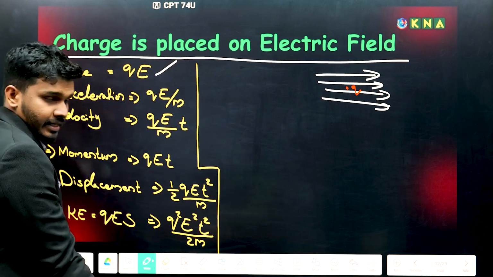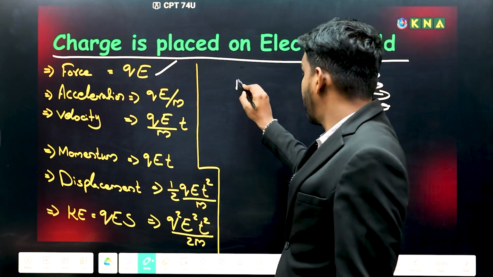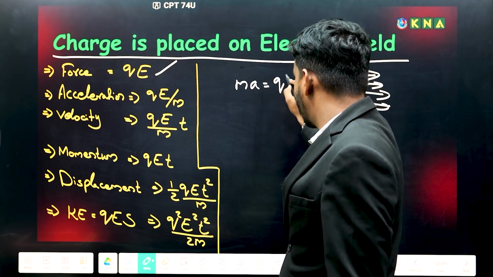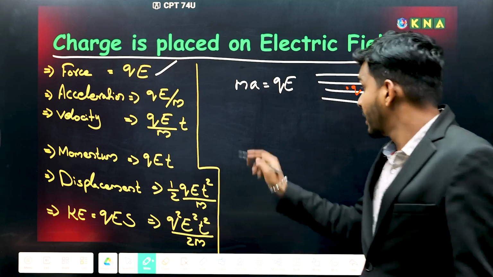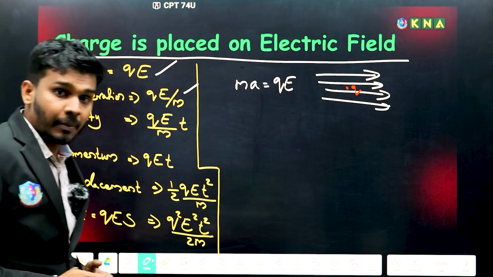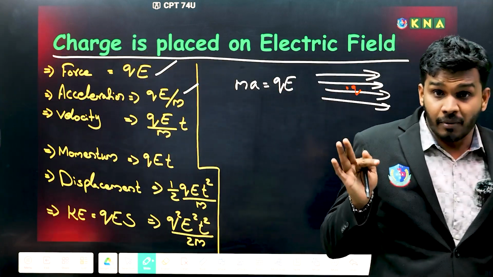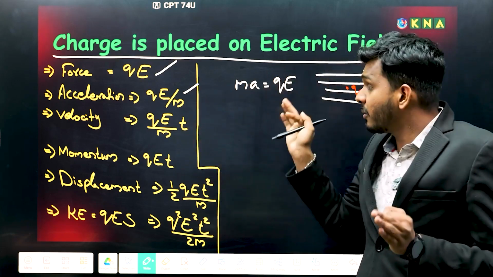Then what is the acceleration? Force F is equal to MA. So MA is equal to QE, so A is equal to QE by M. So acceleration is equal to QE by M. When the electric field is applied, force F is equal to QE and acceleration is equal to QE by M.